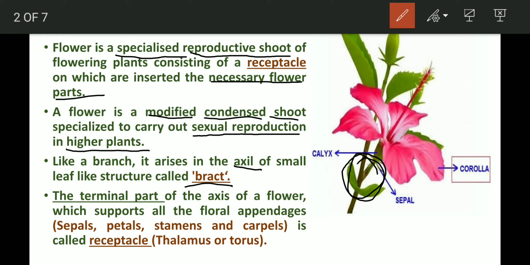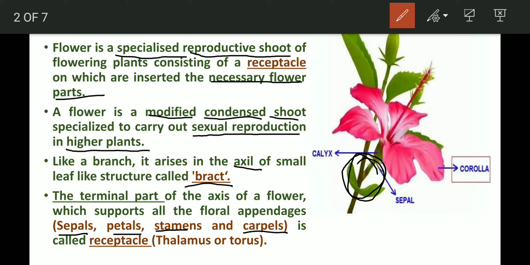The terminal part of the axis of the flower, that is the receptacle, supports all the floral appendages. These are the flower parts: sepals, petals, stamens, and carpels. That portion which is holding all these parts is called the receptacle, or we call it the thalamus or torus.